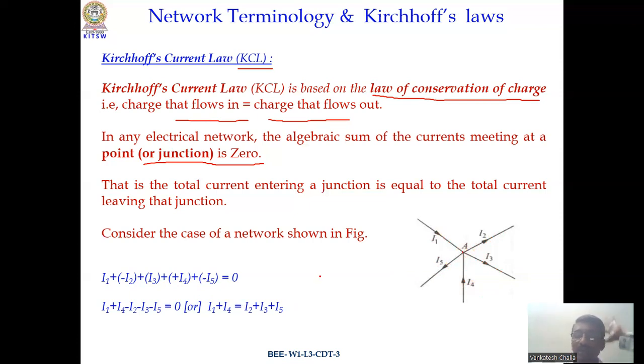Like this, we can write the algebraic sum or the total value of current at any junction. There are some currents entering, there are some currents leaving, but no current will be available at node A. At that point it is zero. It means whatever current is coming in is going out. It is not stopping or storing at point A.